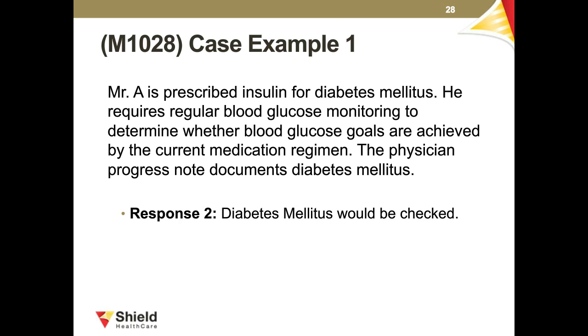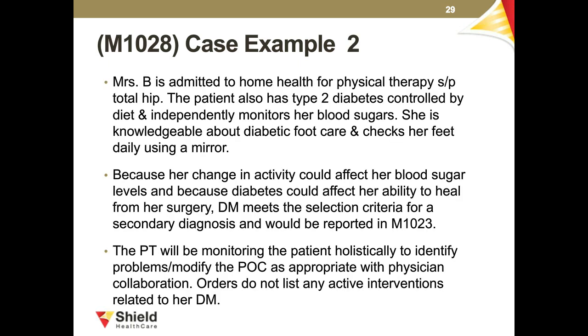And then our other categories of diabetes would use the same E08, E09, E10, and E13, but the 0.51 would be the same, saying it's diabetes with peripheral vascular disease. So they're connected. So another example, this is Mrs. B, who is admitted to home health for physical therapy after a hip replacement. And the patient also has type 2 diabetes controlled by diet.